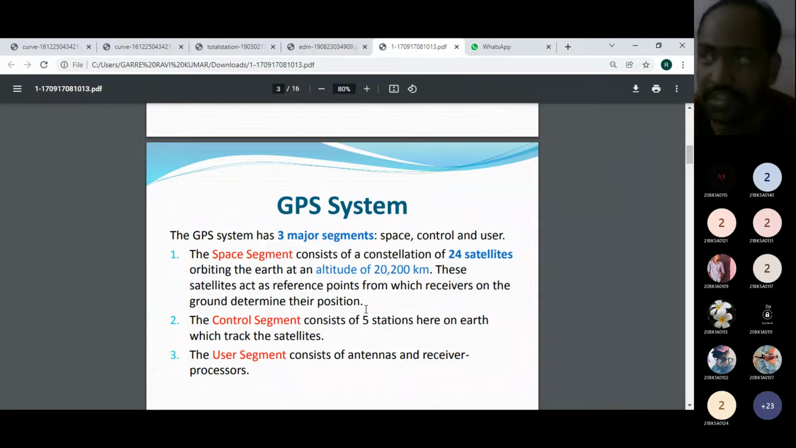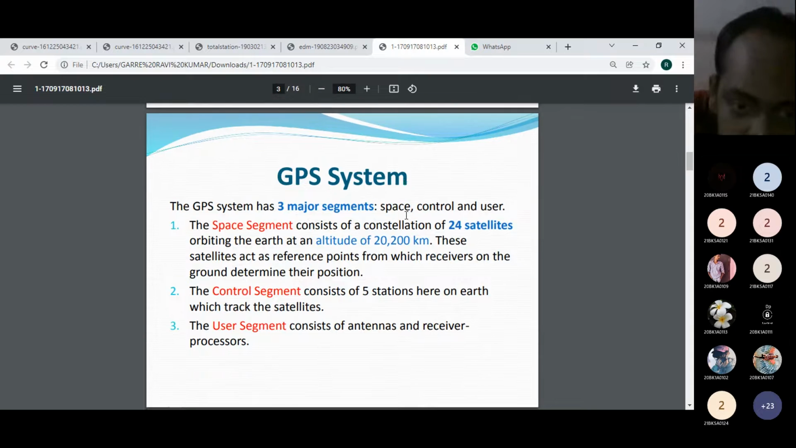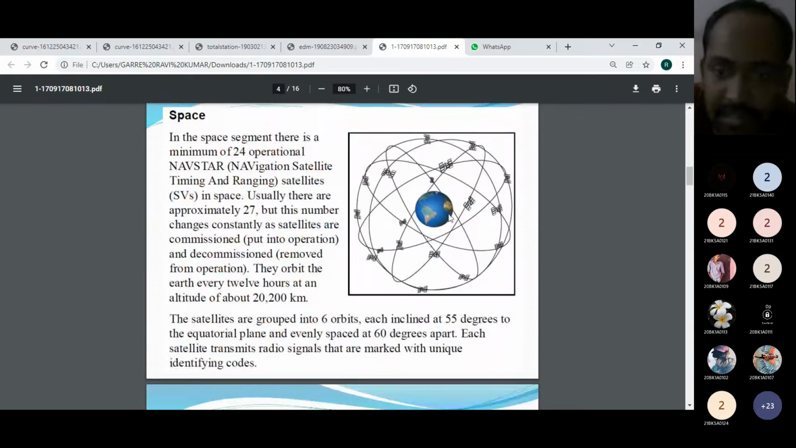Everybody nowadays is using GPS in their mobiles. In this case the satellite comes under the space segment, the remote sensing center comes under the control segment, and the user who is using the mobile comes under the user segment. So in the GPS system basically three segments are there, and you can see in space around the earth different satellites are rotating.